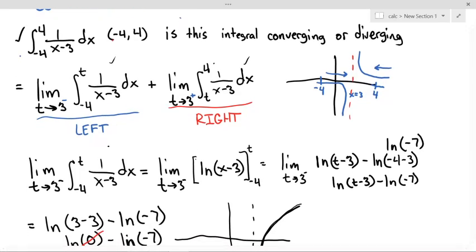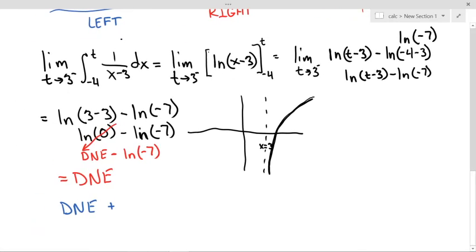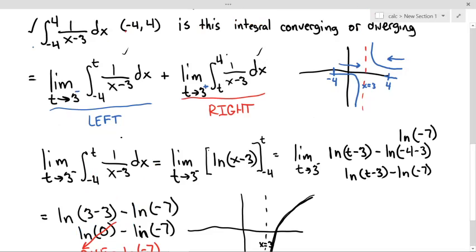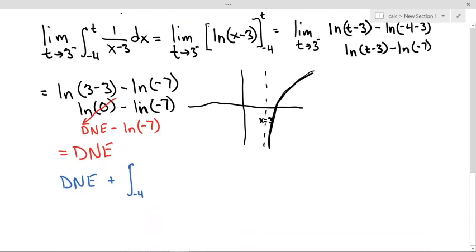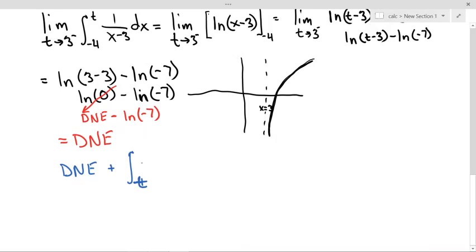Okay, slight technical difficulties here. I'll just write it out, it's easier that way. Actually, that's supposed to be the integral from t to 4 of 1 over x minus 3 dx.